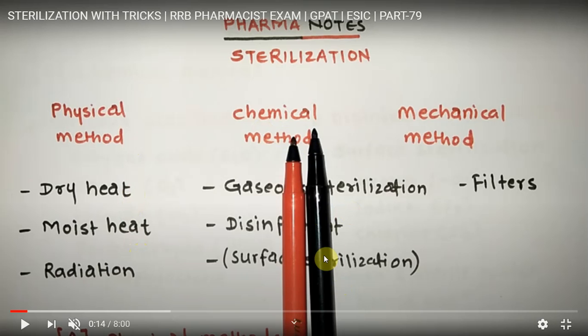The chemical method includes gaseous sterilization and disinfectants, which are normally used for the surface sterilization of the machines or the surfaces in the different areas of the pharmaceutical industry which need to be sterilized. And the mechanical method is the use of filters for mechanical purposes of sterilization, so the filtration method is the one that is required as mechanical sterilization.